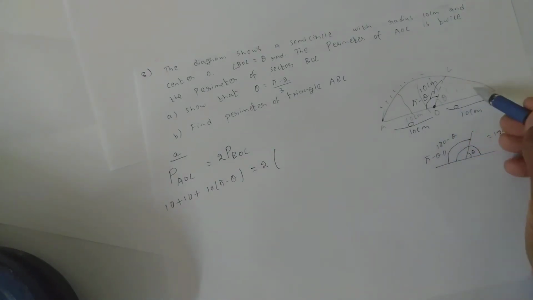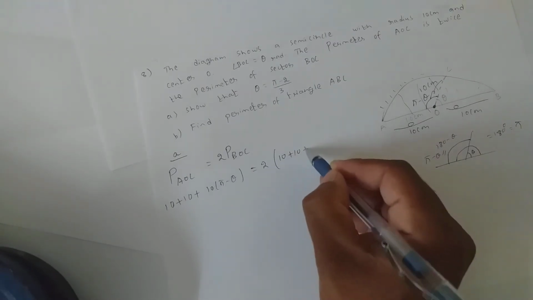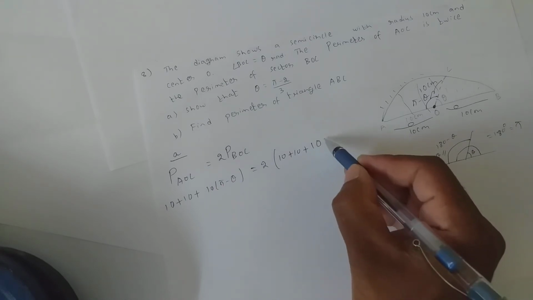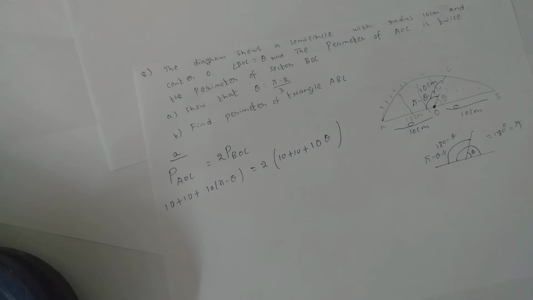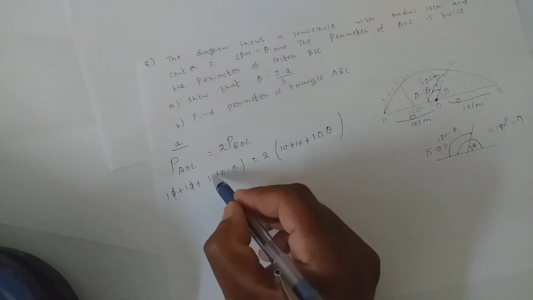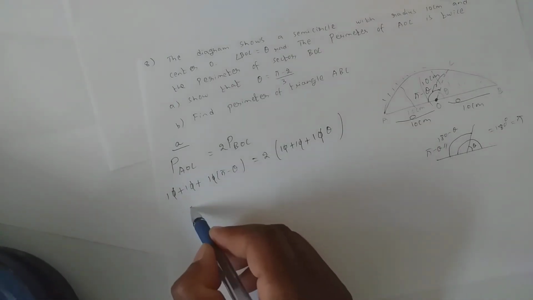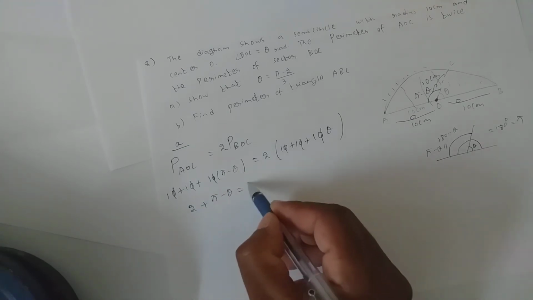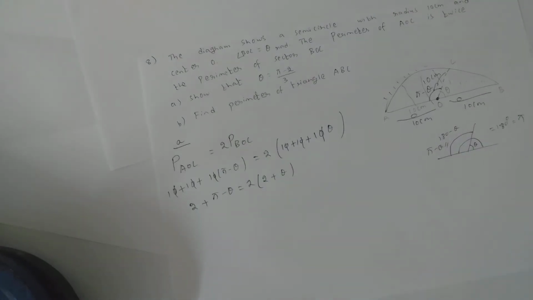Now perimeter of BOC means what all do I need to add? BOC means this part, so again 10 plus 10 plus this arc, which I need to find now. So arc is theta, so it is 10 into theta. Right? Now what gets cancelled in each of it? In each I have a 0, so it's better if I cut that 0. So it becomes 1 plus 1 is 2, plus pi minus theta, equal to 2 outside, 1 plus 1 is 2, plus theta.